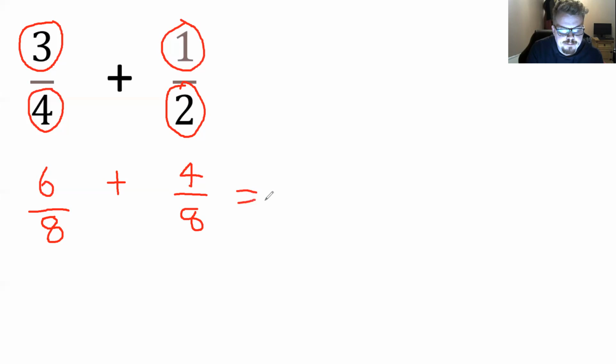Now that both denominators are the same, I can just simply add the numerators together. So I do 6 plus 4 equals 10. And the denominators stay exactly the same. So my answer is 10/8, or 10 over 8. Now this answer can be simplified. It can be changed into a mixed fraction, but don't worry about that now. That's for another lesson. For now, this is a great answer, 10/8.